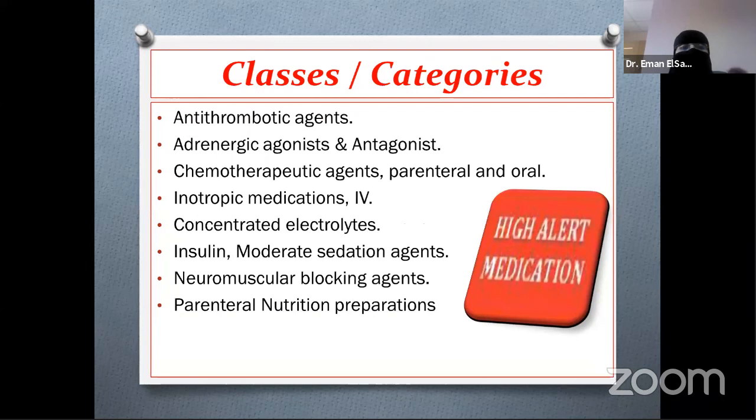Classification and categories of high alert: antithrombotic agents like heparin and warfarin; adrenergic agonists and adrenergic antagonists. Adrenergic agonists like adrenaline and noradrenaline, antagonists like propranolol. Chemotherapy agents, parenteral and oral.